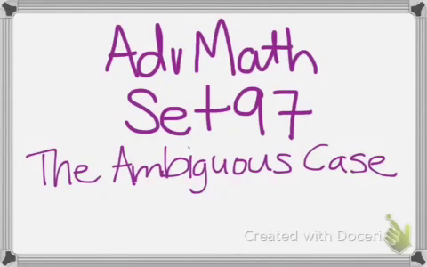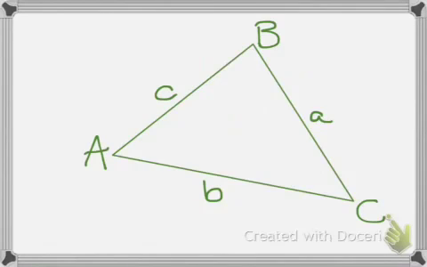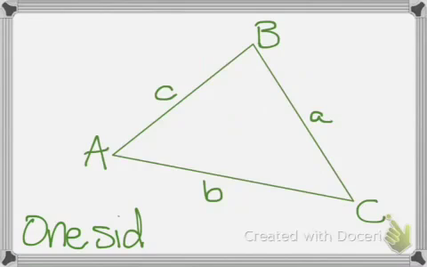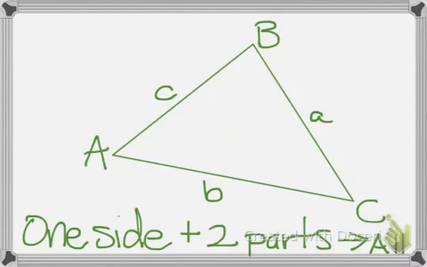Advanced Math Set 97, the ambiguous case. Okay, so this case is all about triangles, and when we look at a triangle, you can see that there are 6 parts. You have 3 angles and 3 sides. And you can solve for the entire triangle if you know one side and 2 other parts. So if you know one side and 2 other parts, you can solve for the entire thing.